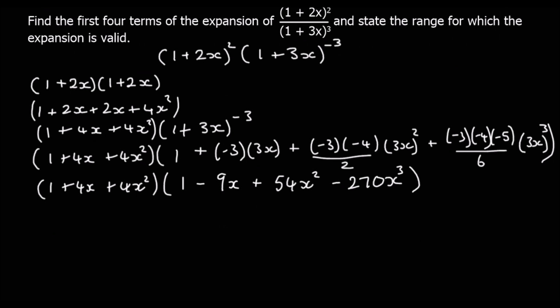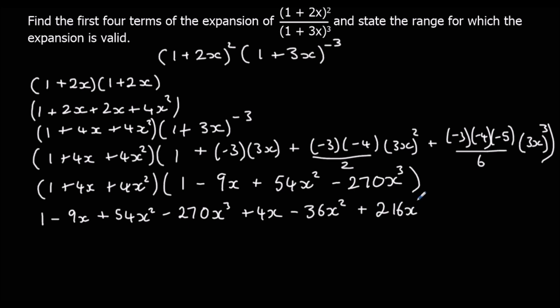Okay, now we need to expand these two brackets. We only need the terms up to x cubed, so we can ignore anything that goes over that, but it's still going to be quite a sizable expansion. So we're going to multiply 1 by each of the terms in the second bracket. So 1 minus 9x plus 54x squared minus 270x cubed. Then we're going to multiply 4x by each of the terms in the second bracket, which would be 4x, then 4x times negative 9x is negative 36x squared. 4x times 54x squared is 216x cubed. We don't need to worry about 4x times negative 270x cubed because that would be the power of 4, and we don't need that.